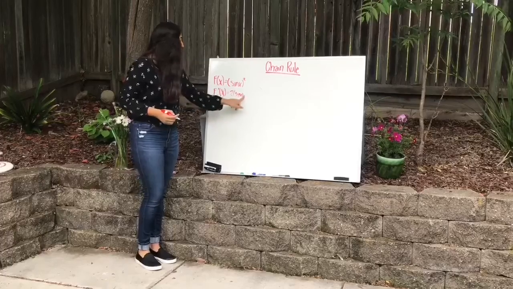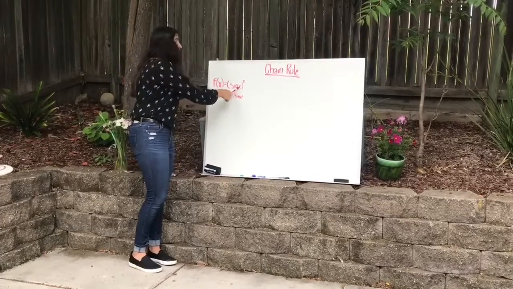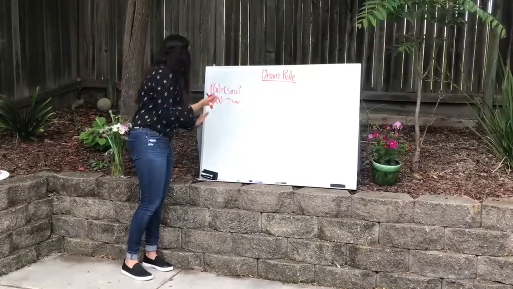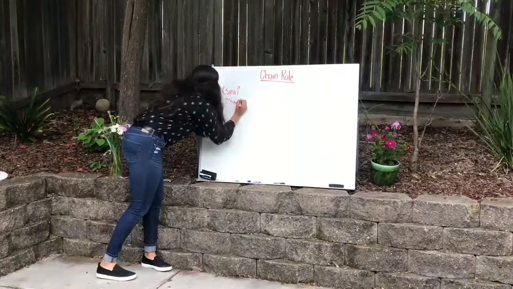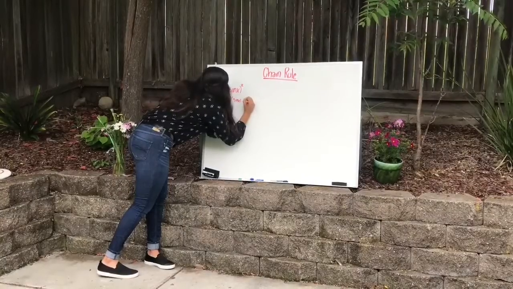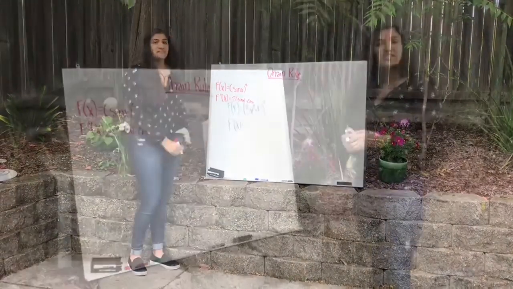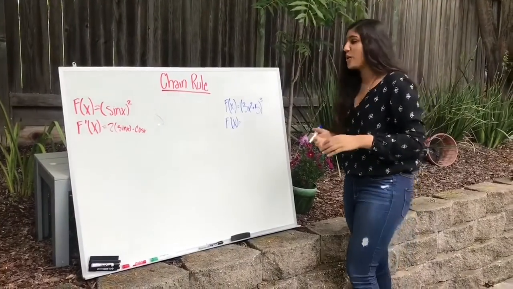But we also have to acknowledge the sine x inside the parentheses. So you'd have to find the derivative of the inside as well, which is cosine x. So you multiply that. So 2 sine x times cosine x. And that is the derivative. So let's do another example. This one's a little more complicated.